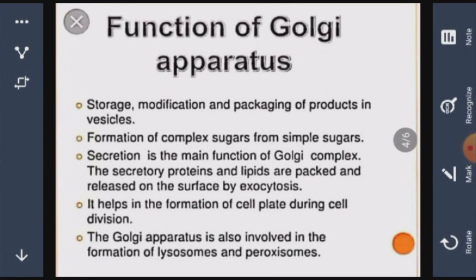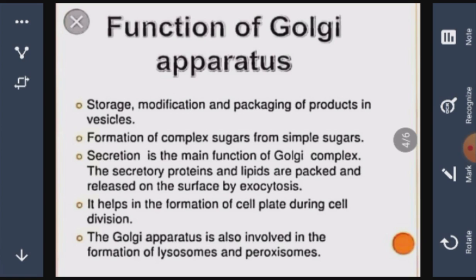Functions of the Golgi apparatus: number 1, storage, modification and packaging of products in vesicles. Yes, this is what I have said just now. Number 2, formation of complex sugars from simple sugars, just like formation of glycolipids from lipids, right? Okay, third point, secretion is the main function of the Golgi complex. Yes, secretory proteins and lipids are packed and released on the surface by exocytosis. Yes, through the trans face, it exits from the Golgi body.